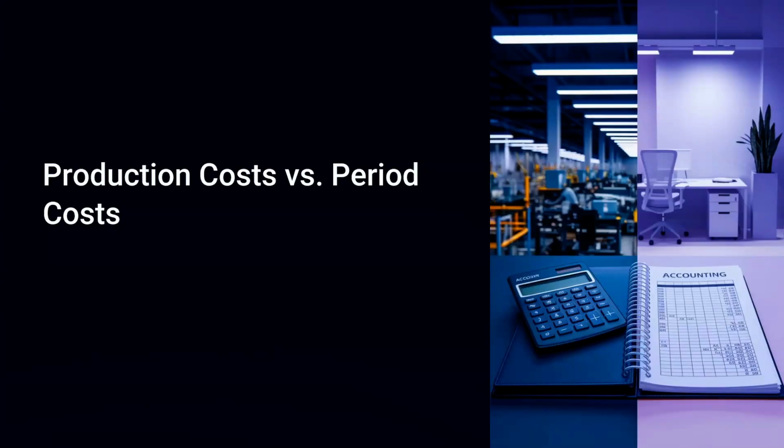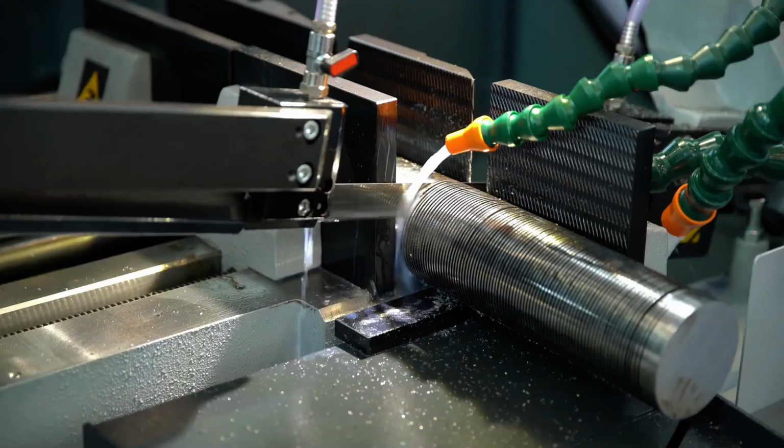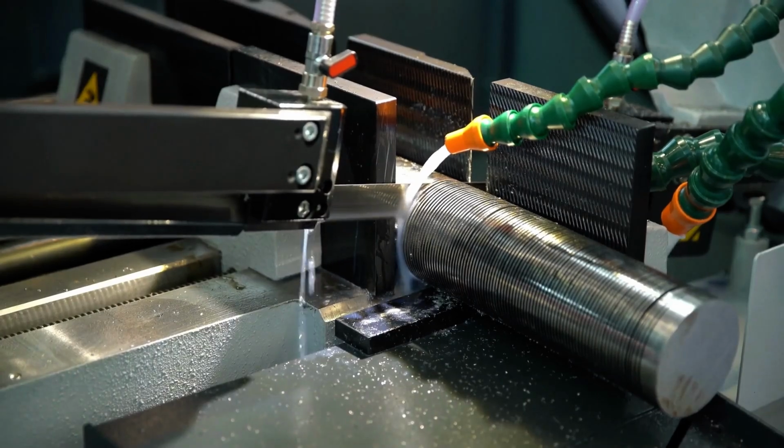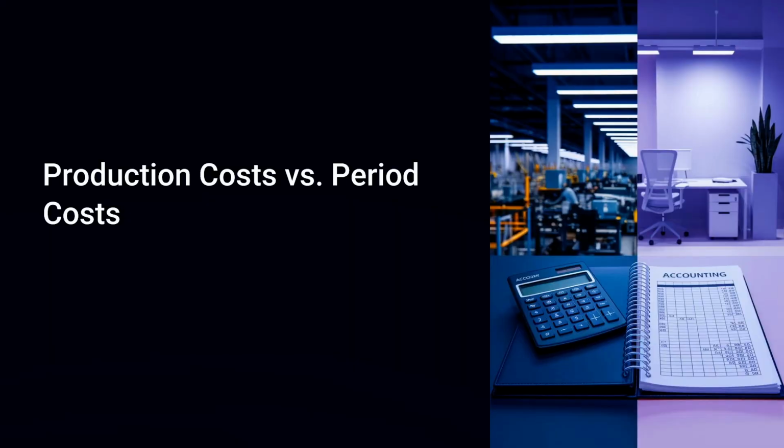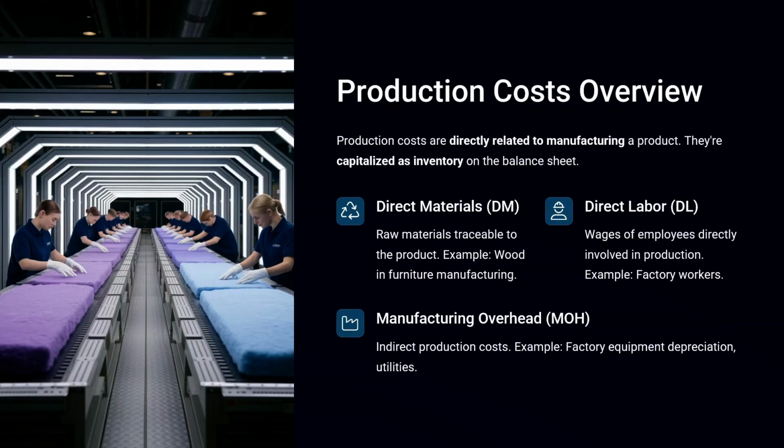Let's talk about another important concept in cost accounting, the difference between production cost and period cost. So, what are production costs? Those are the costs that are directly related to making a product.